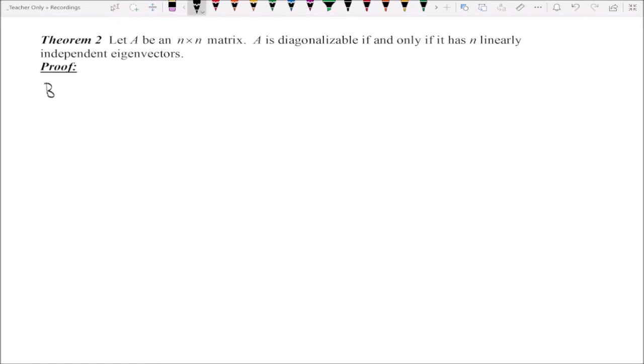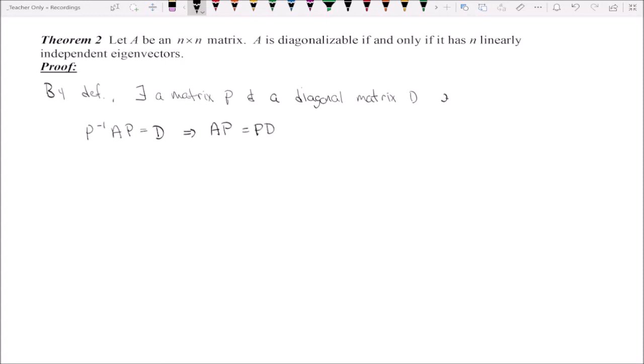Right, so first, by definition, there must exist a matrix P and a diagonal matrix D such that P inverse times A times P is equal to D. And we can rewrite this by multiplying by P on the left as AP is equal to PD.